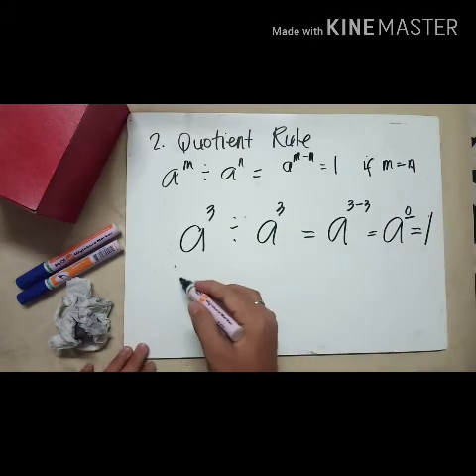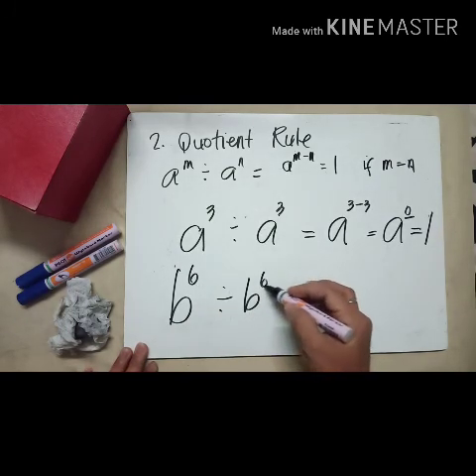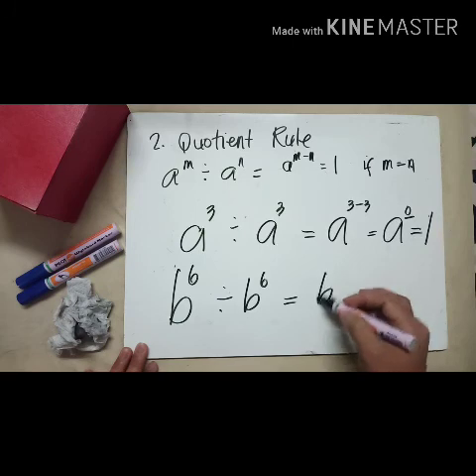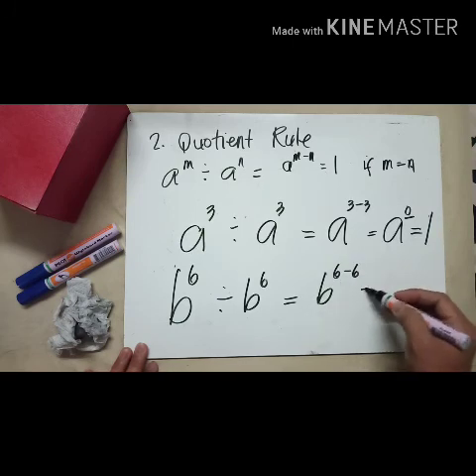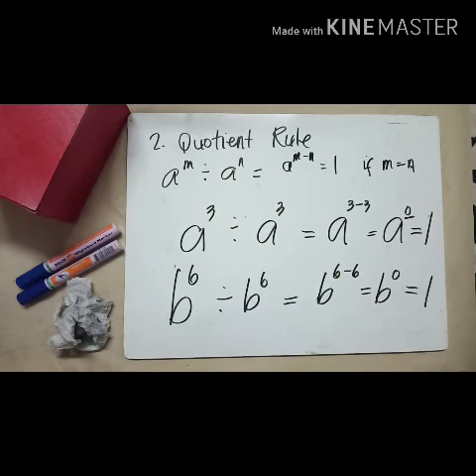Then last one, b raised to the power of 6 divided by b raised to the power of 6 is equal to b raised to the power of 6 minus 6, which is equal to b raised to the power of 0, which is equal to 1. So that is the rules of quotient.